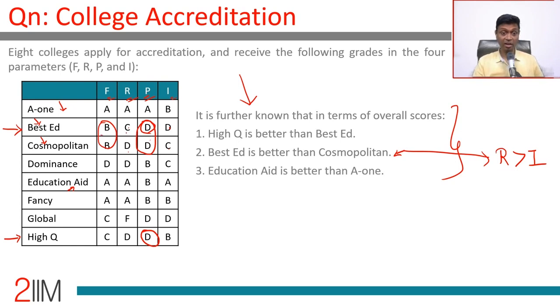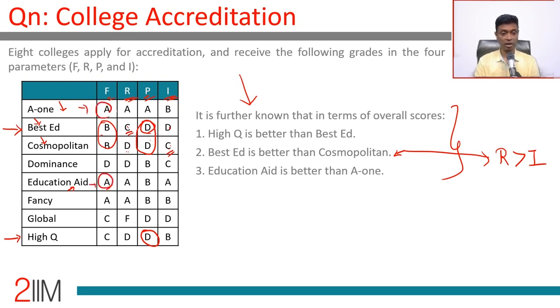Best Ed has done better in R, which I think is reputation, whereas Cosmopolitan has done better in I, which is infrastructure. They've done better by the same difference, C to D, D to C. If this were DB or this were BD or AD, then again we might not have been able to make the inference. So this is C to D, D to C. And so we know now, therefore, that R has more weightage than I. Brilliant. Now let's go to the last one. Education Aid is better than A1. Education Aid and A1.